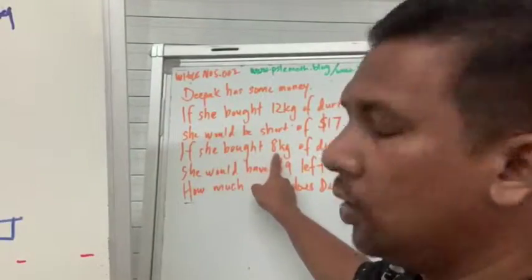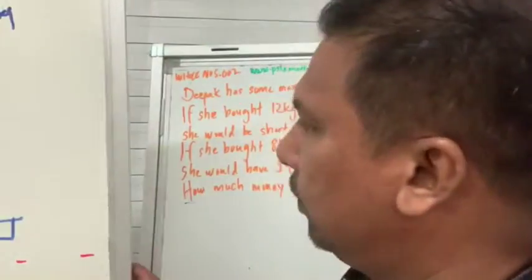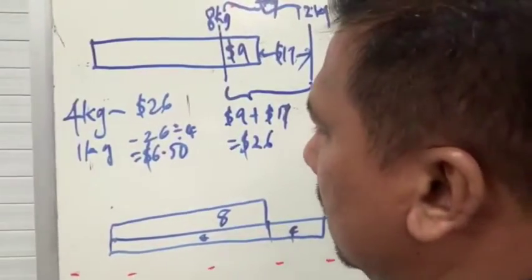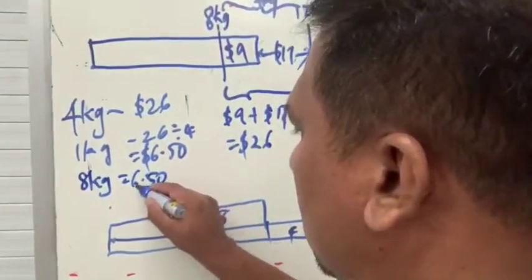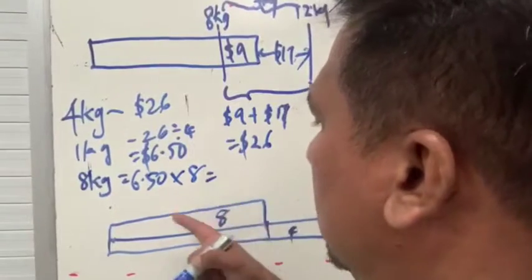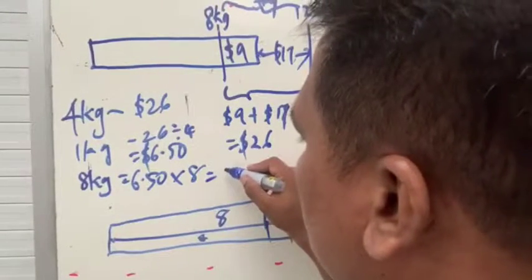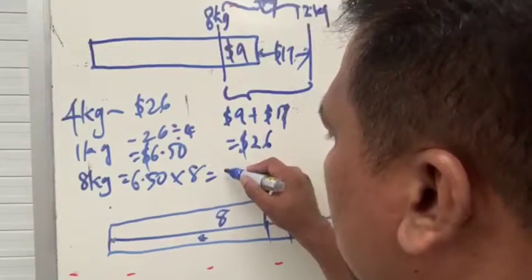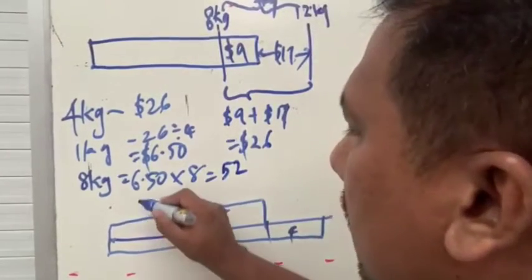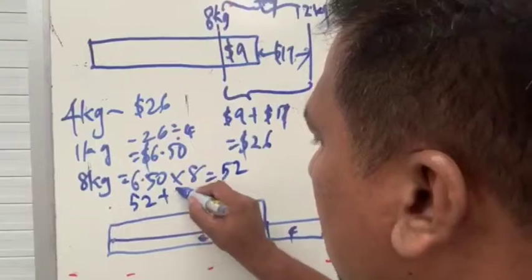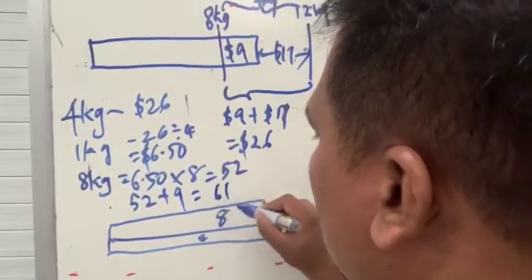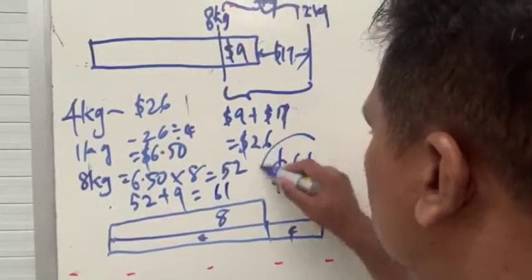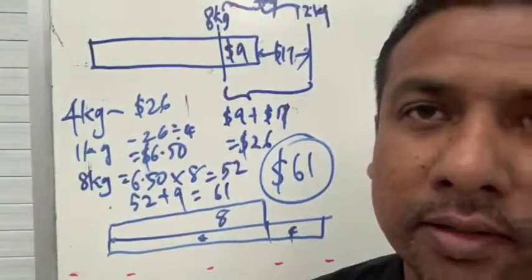Alright, $6.50. So if you want to find how much money Deepak has, remember, if she bought 8 kg of durians, she would have $9 left. So we can take this to find out what's the price for 8 kg. 6.50 times 8, you will get 52 dollars, and you have to plus 9, because she has $9 extra, and that's $61. So she has $61. All right, it's quite easy, yeah?